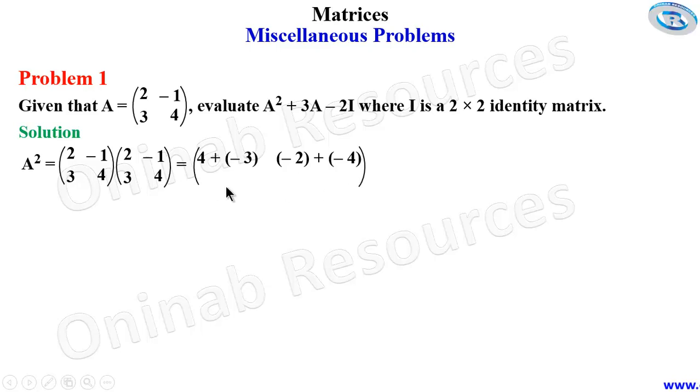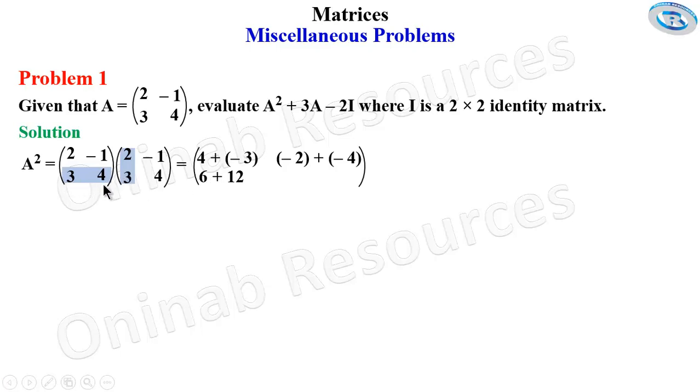For the second row, we are going to pick the second row of the first matrix and multiply it by the first column to get the first entry in the second row. So we pick this, multiply by this column. Multiplying the corresponding elements, 3 times 2 gives 6 and 4 times 3 gives 12. So that will be added to 6. Then we are done with that.